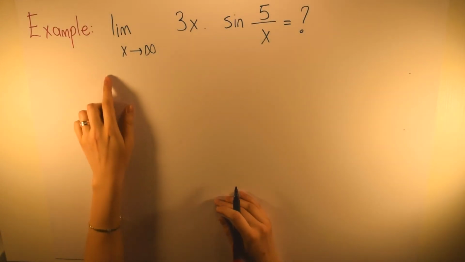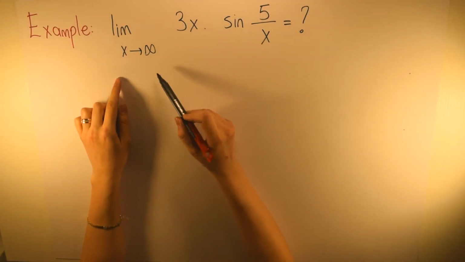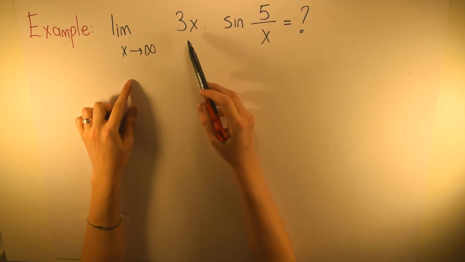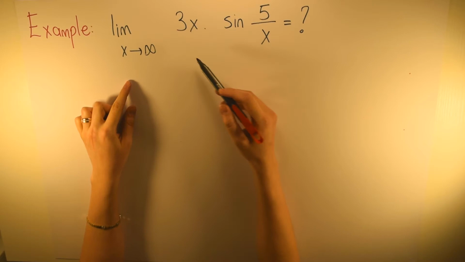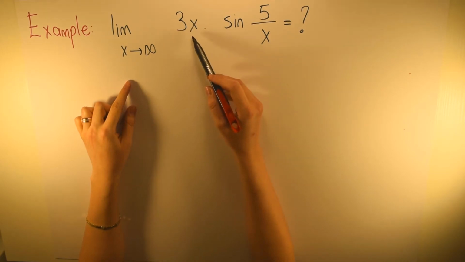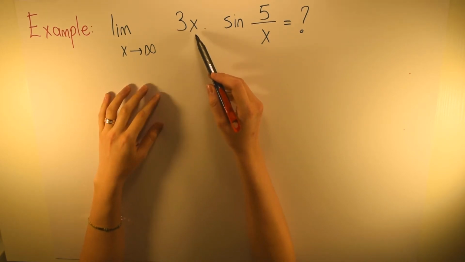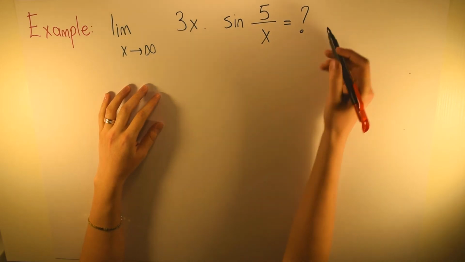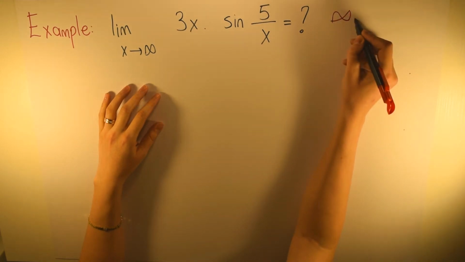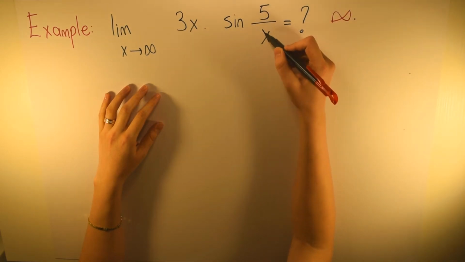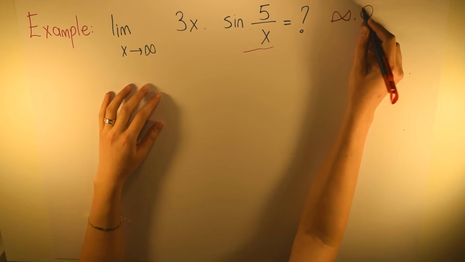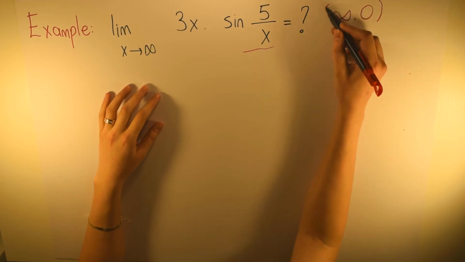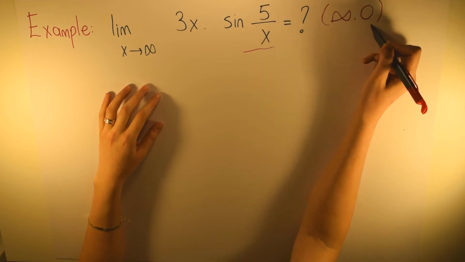Let's continue with this example. Here we have the limit as x goes to infinity of 3x times sine 5 over x. Let's put infinity instead of x here. So we get 3 times infinity, which is infinity, times sine 5 over infinity. In the limit, this is equal to 0, right? So here we get infinity times 0.